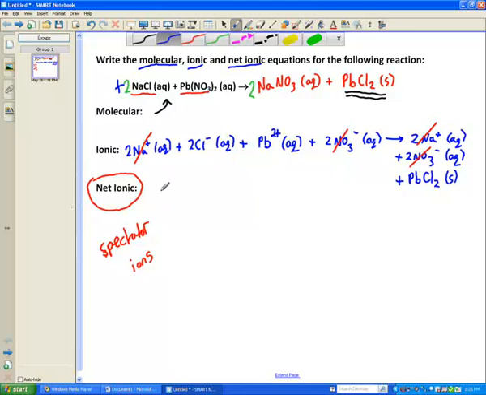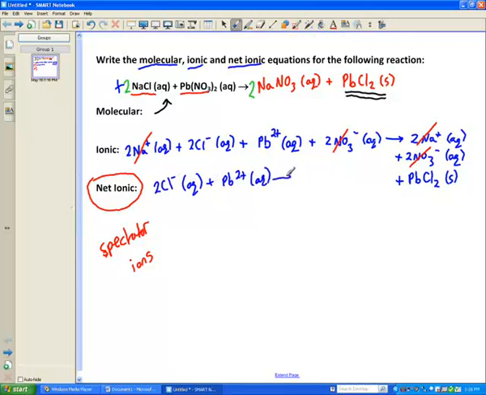Which actually means what I'm left with is 2Cl minus aqueous plus Pb2 plus aqueous makes PbCl2 solid, and that is the overall reaction.